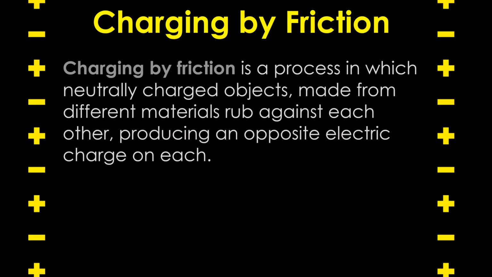So the first method of charging is charging by friction, and this is basically a process in which neutrally charged objects, so objects that have no charge, equal positive charges to negative charges, when they're brought together and rubbed against each other, produce an opposite electric charge on each other.